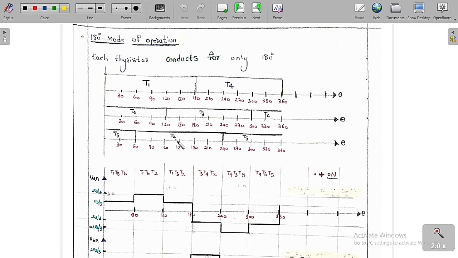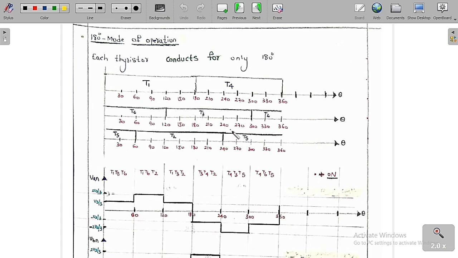So this is the way that you need to remember. T1 means from 0 to 180, and T4 means 180 to 360. Similarly, T3 is just a shift of 120 degrees, so from 120 degrees to 300 T3 conducts, and the remaining range is conducted by T6.